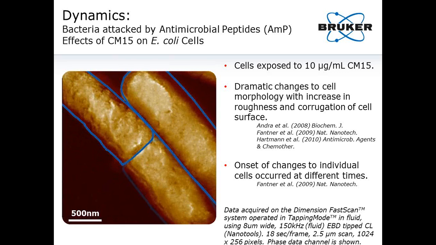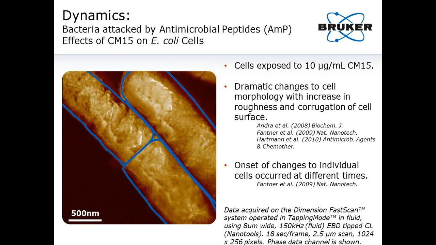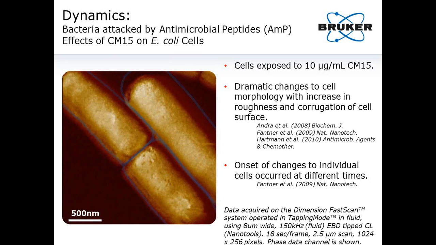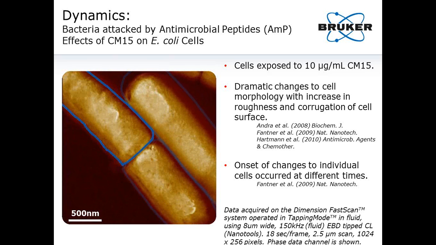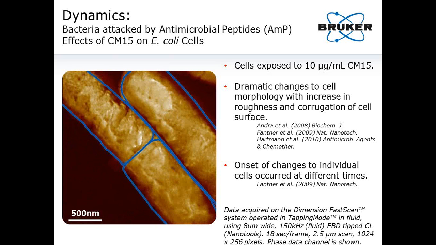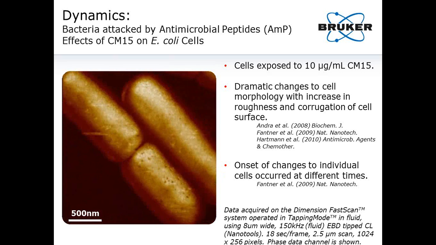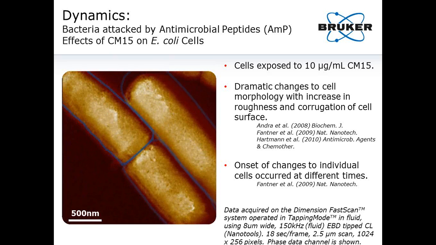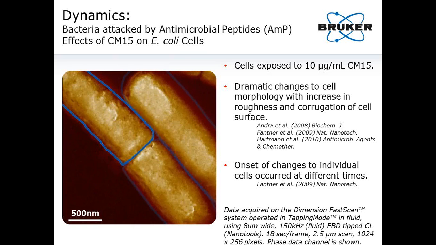These cantilevers are fairly pricey, approximately 200 euros per piece. But the data shows that running experimental cantilevers smaller than our broadband probes is definitely possible with a fast scan. The data shown is phase, which contrasts the changes more clearly. The cells were exposed to 10 micrograms per milliliter CM15, which is known to be the minimum effective dose.